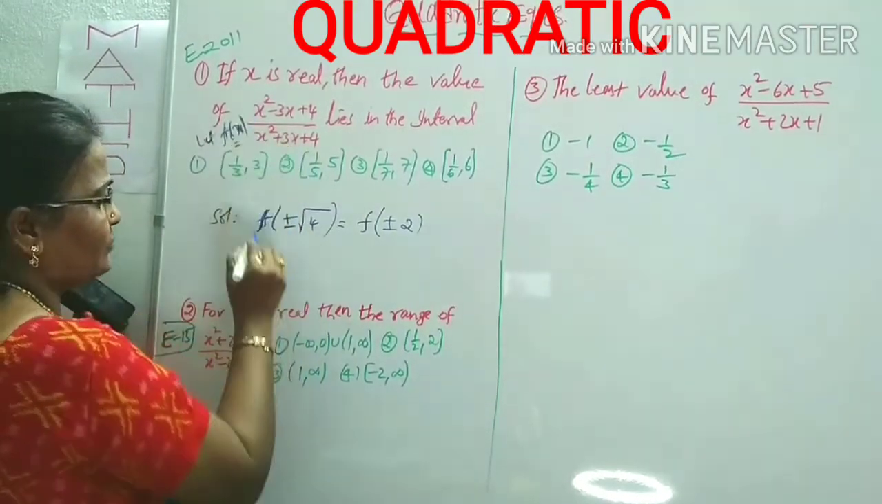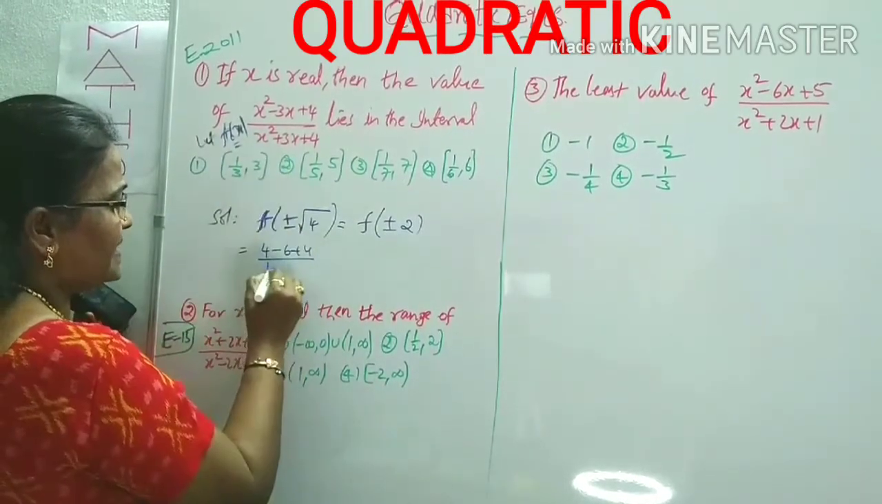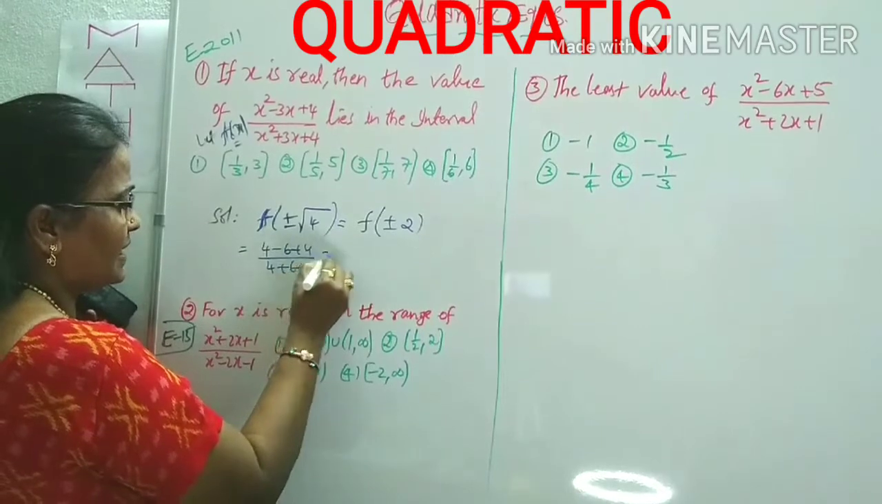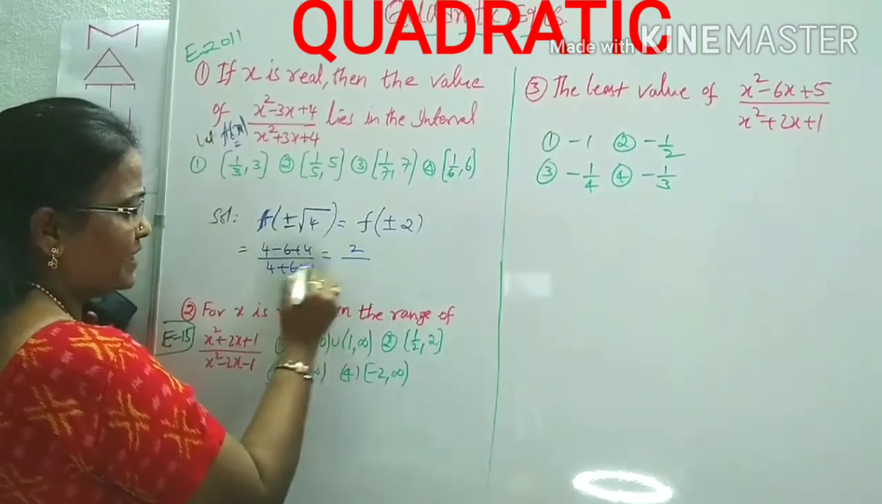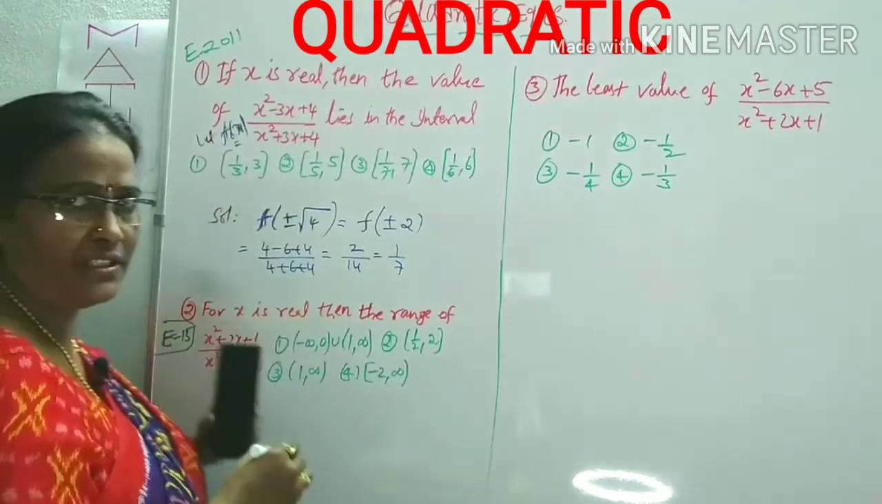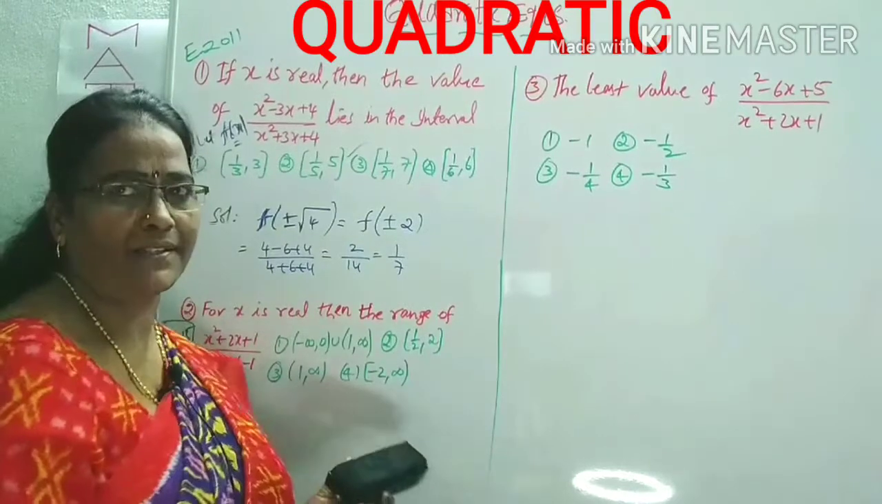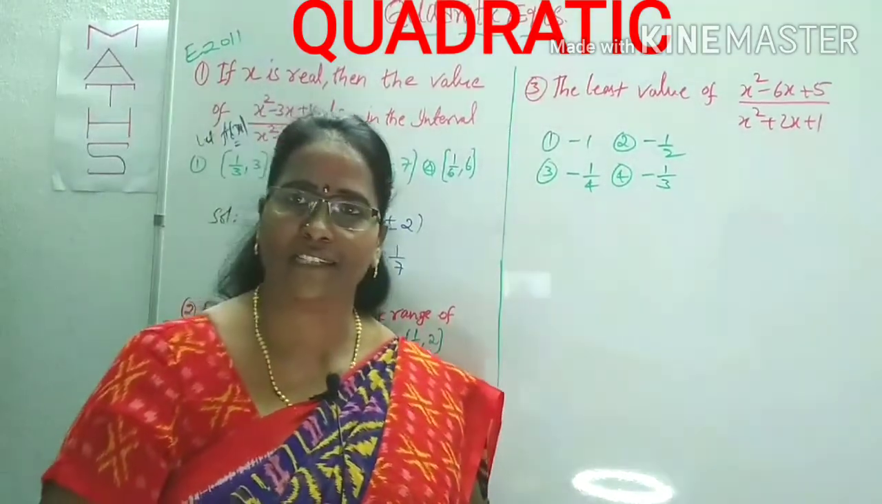2 square is 4, so (4 minus 6 plus 4) by (4 plus 6 plus 4). This is clearly 8 minus 6, 2 by 14. 2 by 14 is 1 by 7. 1 by 7 is which option? It is in the third option. But by taking minus 2, you can get 7 also. Like that we can get it easily.